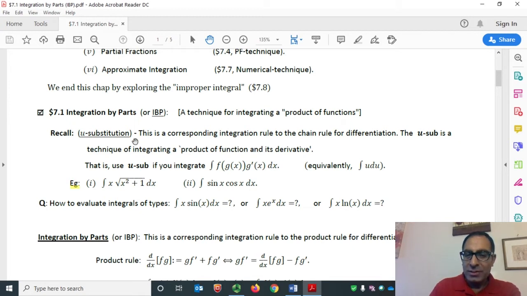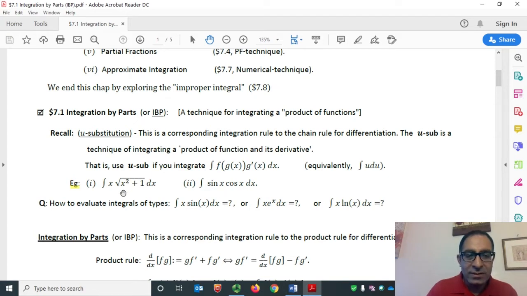The u substitution is the corresponding integration rule to the chain rule for differentiation. The u sub is a technique of integrating a product of a function and its derivative. That is, we use u substitution if we integrate an integral of type f of g of x times g prime of x. For example, evaluate the integral of x times radical x squared plus 1, or evaluate the integral of sine x times cosine x.